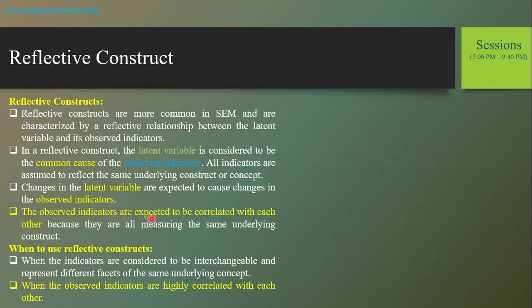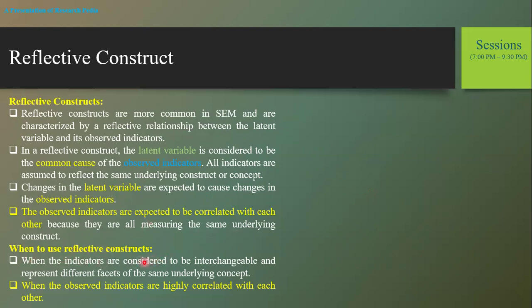The observed indicators are expected to be correlated with each other. It means the number of your indicators or factors or statements may be correlated with each other because they are commonly causing a latent variable, because they are measuring the same underlying construct.